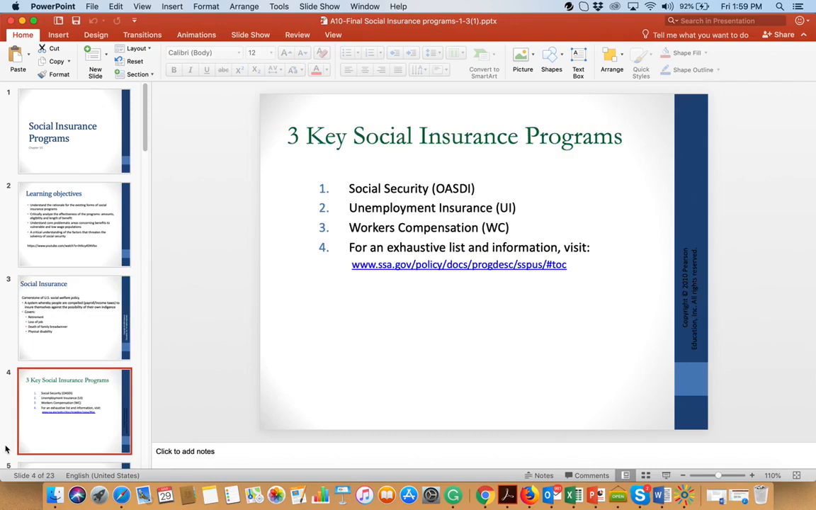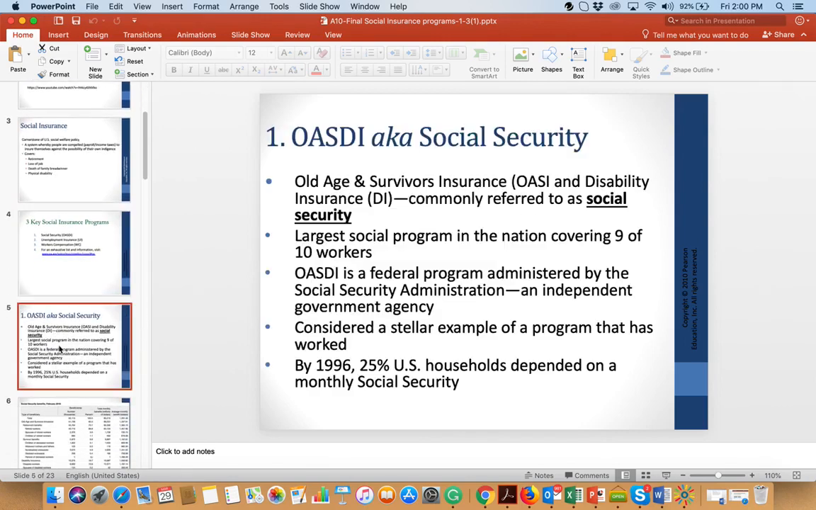There are three broad social insurance programs. One is Social Security, sometimes called the Old Age, Survivors, and Disability Insurance Program. Second, you have an employment insurance program, workers' compensation. We have so many social insurance programs, and for an exhaustive list, I've given you a link. Please peruse that link and see what kind of programs we have. So let's look at the old age, survivors, disability program, also known as Social Security.